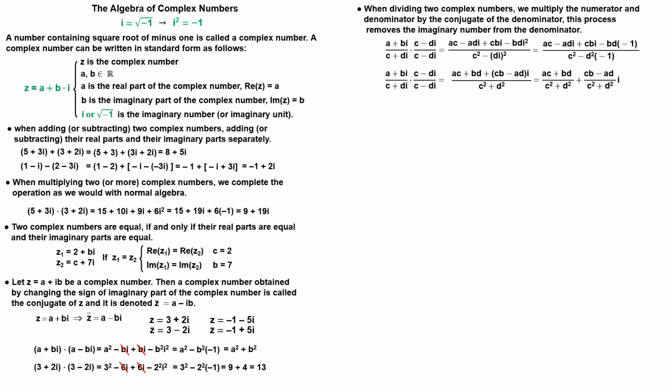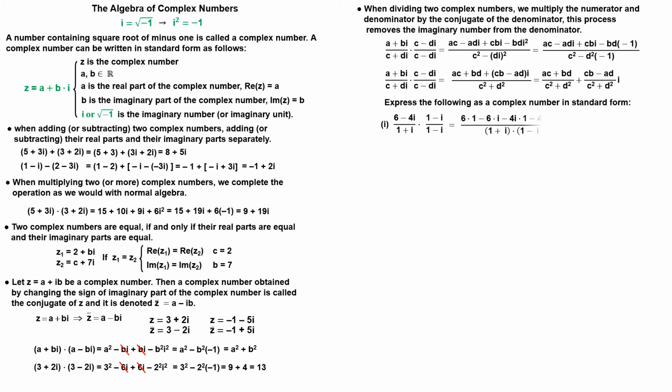Express the following as a complex number in standard form. Since our denominator is 1 plus i, its conjugate is equal to 1 minus i. Remember to change only the sign of the imaginary term to get the conjugate. Multiply the top and bottom of the fraction by this conjugate. From here, we just need to multiply the numerators together and the denominators as well.